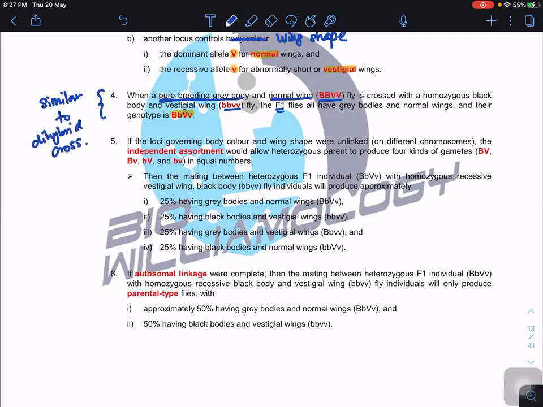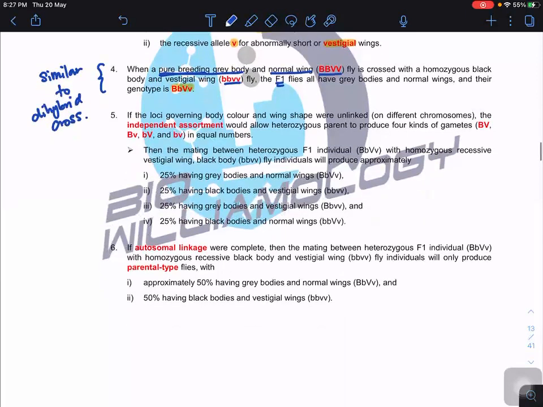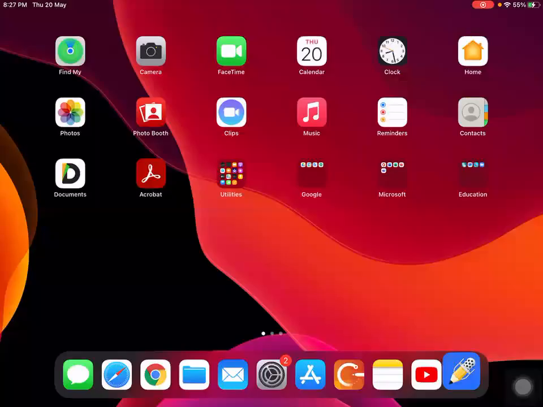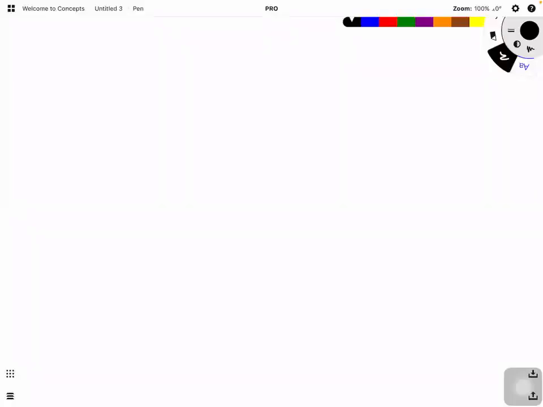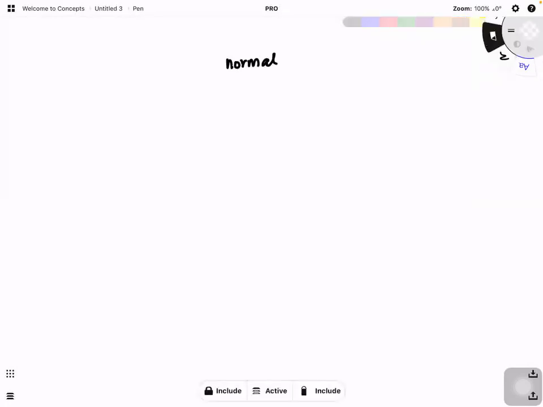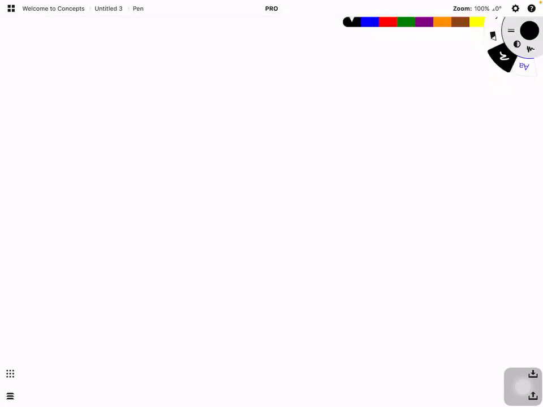Okay, so what we're going to do here is start with the F1. Assume that, okay, sorry, a bit laggy here. Now, first thing, if I cross normal, I can slowly follow. Okay, sorry, gray body, normal wing.